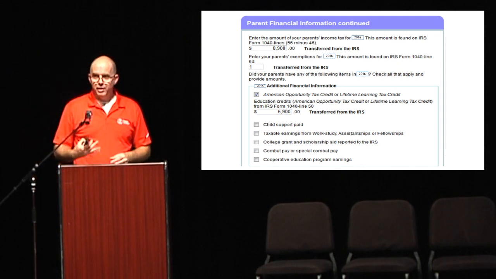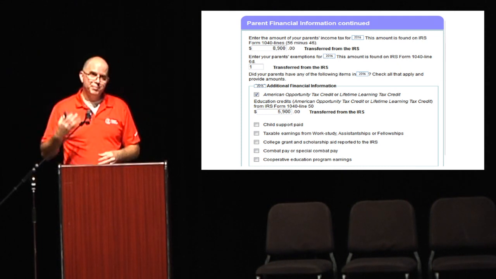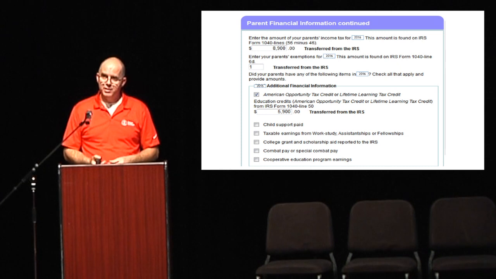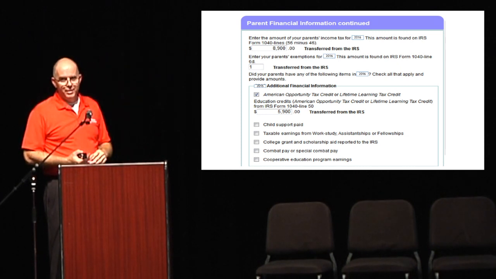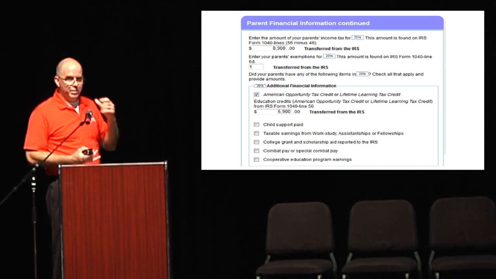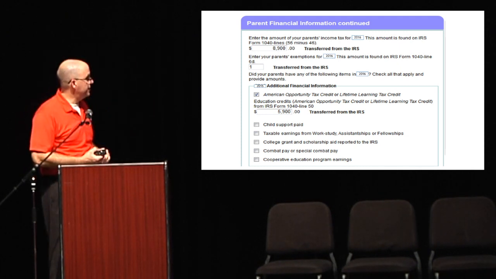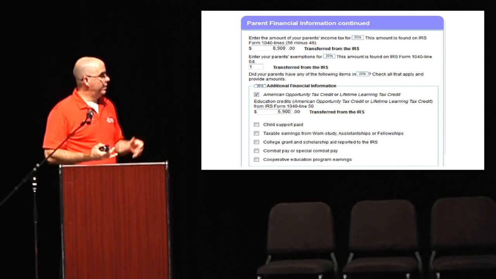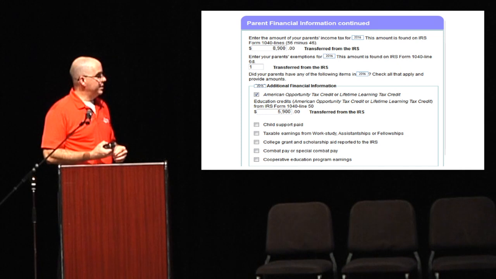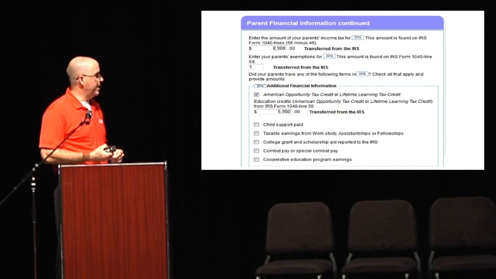You want to be really, really careful when you do the FAFSA, but you want to be especially careful when you're in this section, because if you have any of these items and you miss them, that has an impact on your student's financial aid eligibility. These are items that could help lower your student's EFC. So the first one is any education credits. The government helps you out with that. If that is on your tax return, it gets transferred directly from the IRS.